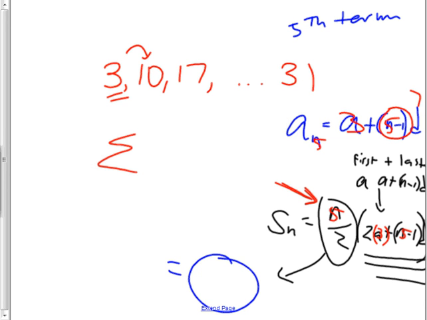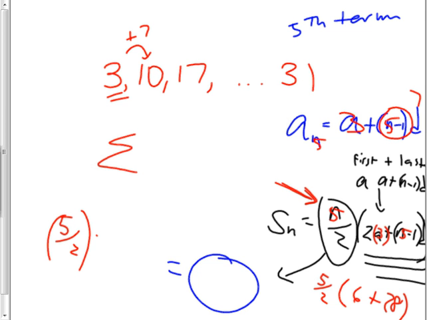So this becomes 5 over 2 times 2 times 3 is 6 plus 5 minus 1 is 4 times d, which is the common difference, which in this case it was adding 7 each time. So it would be 7 times 4 is 28. 28 and 6, 34. And then I'm going to go 5 halves times 34.